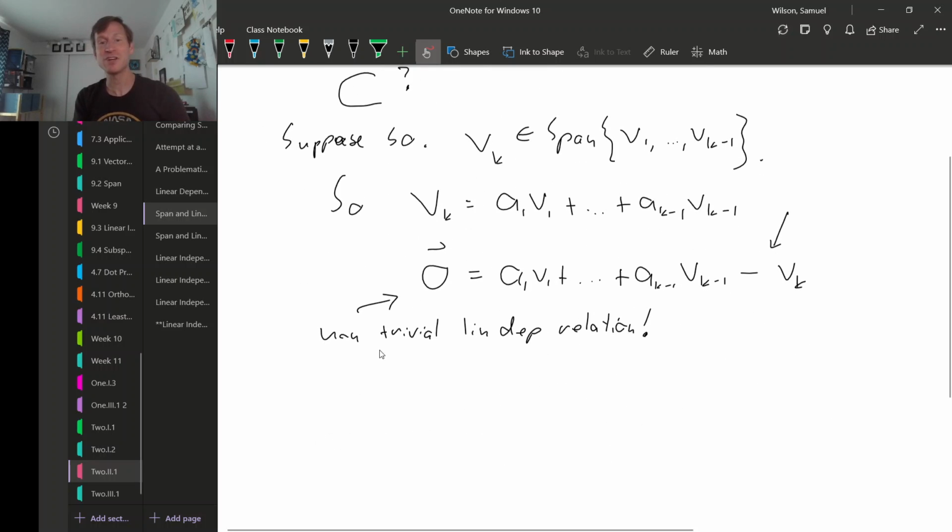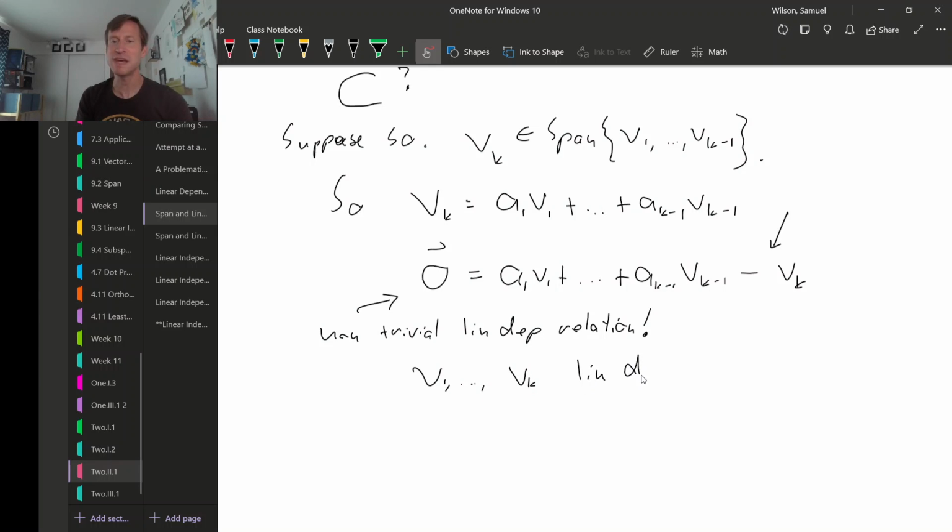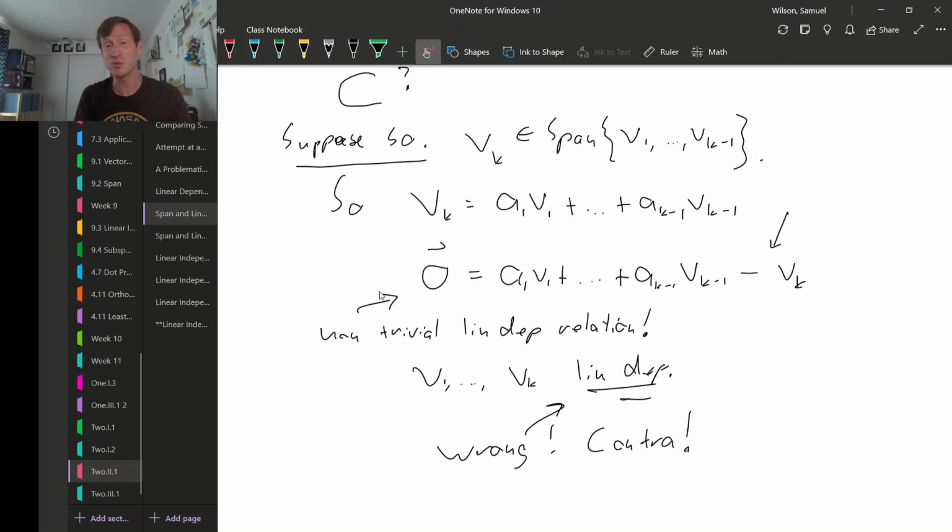So if we have a non-trivial linear dependence relationship, that means that v1 through v_k are linearly dependent. But that's not true. We know that that's not true because at the very beginning we assumed that this was not the case. So this is wrong, right? This is false. So this is a contradiction. And that means that this supposition we made up here was false.